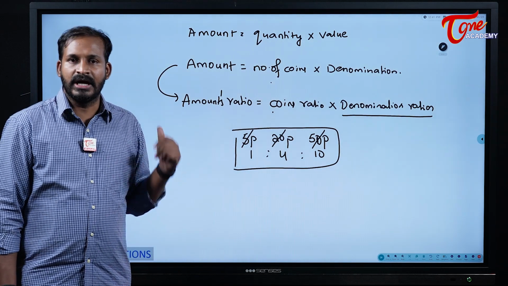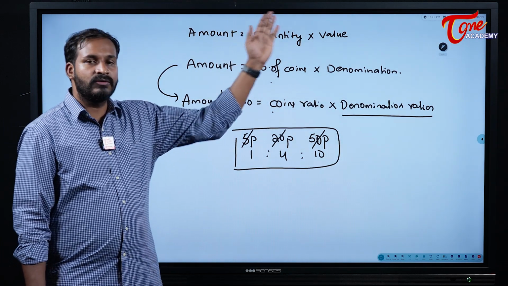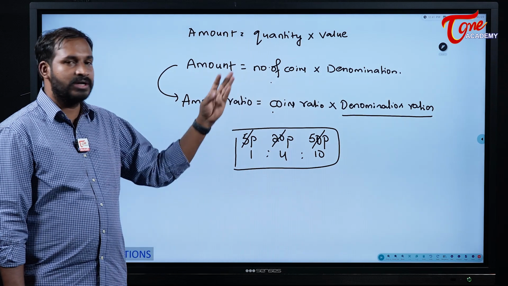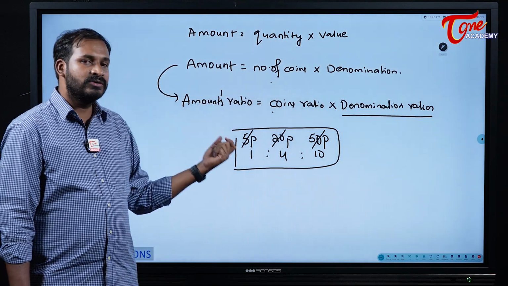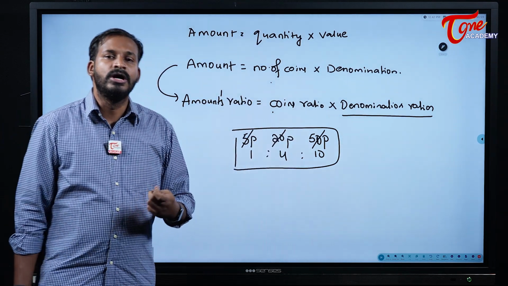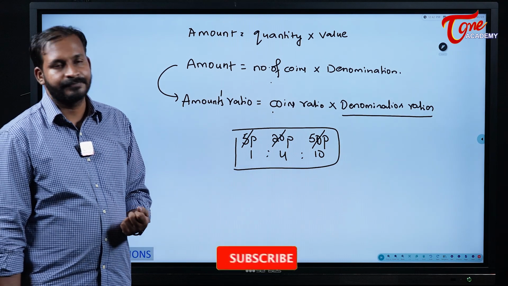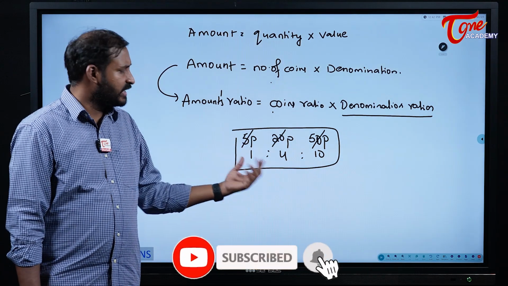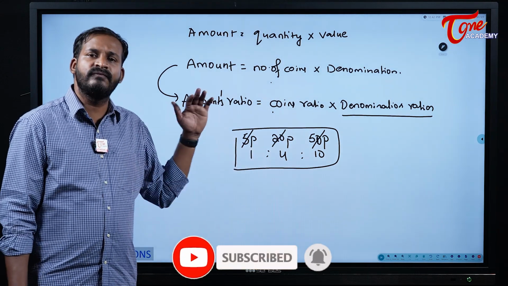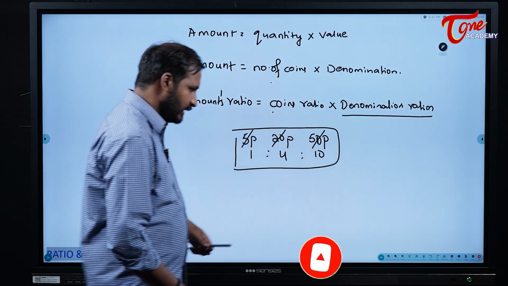Understood? So generally amount is equal to quantity into value. So amount is equal to number of coins into denomination. So amounts ratio will become coins ratio into denominations ratio. In general, they will not mention the denomination ratio; we will write it. Right. Next one.